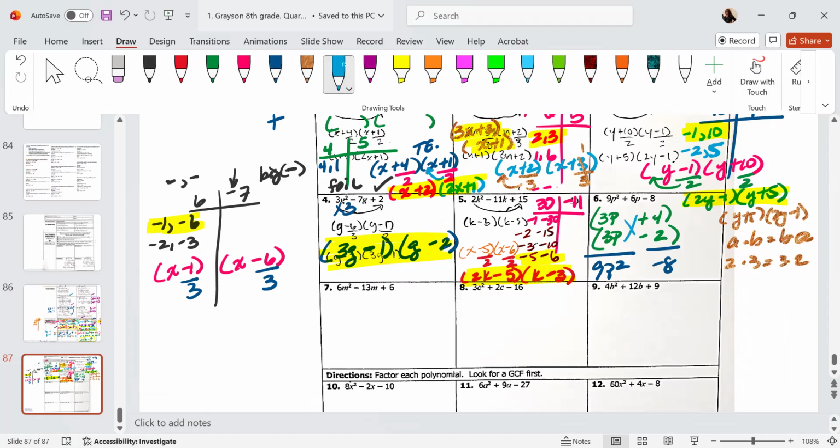Then you crisscross multiply. 3p times negative 2 is a negative 6p. 3p times 4 is a positive 12p. That has to be the middle number. Is that the middle number? Yes. So then it's just 3p plus 4, 3p minus 2. And remember for this one, you go across. Does that make sense? Yeah.